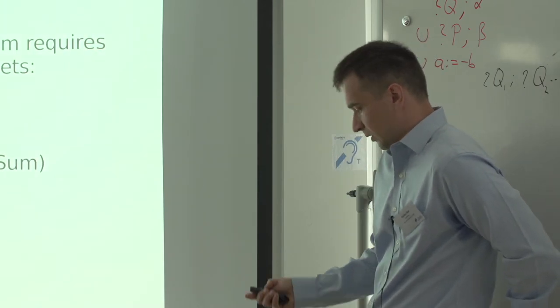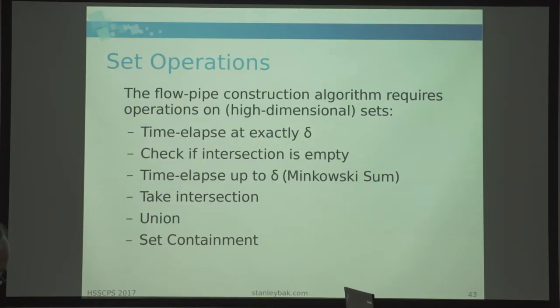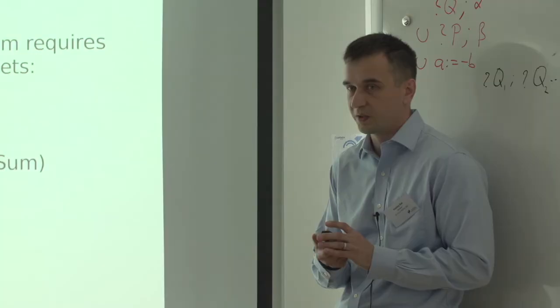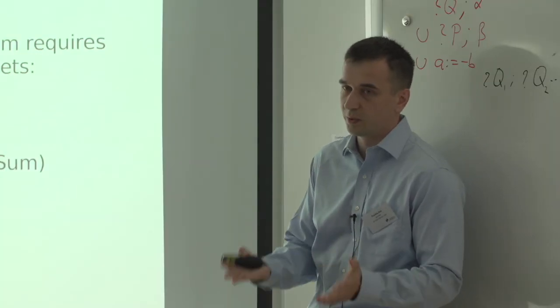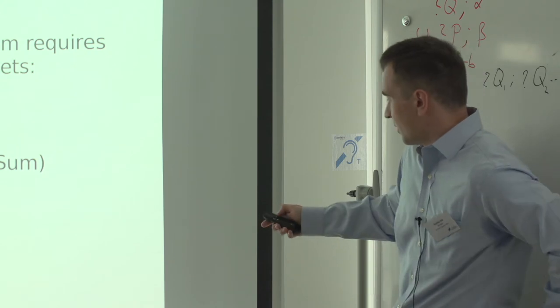So the flow pipe construction algorithm that I just described makes use of various set operations on possibly high dimensional state sets, right? Depending on how many variables in the system you have is going to determine how many dimensions you need to track at each point in time. And so a lot of operations on sets are efficient in two or three dimensions, but they become very inefficient as you start getting to 10 dimensions or 20 dimensions. So these are the operations that you need.